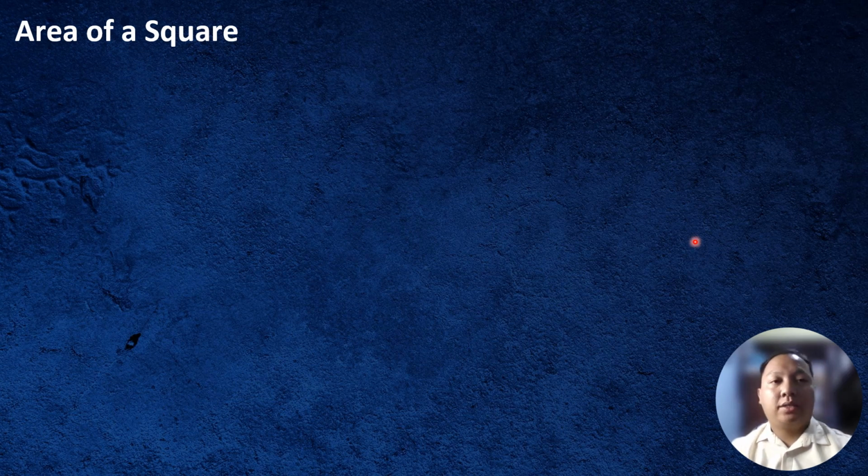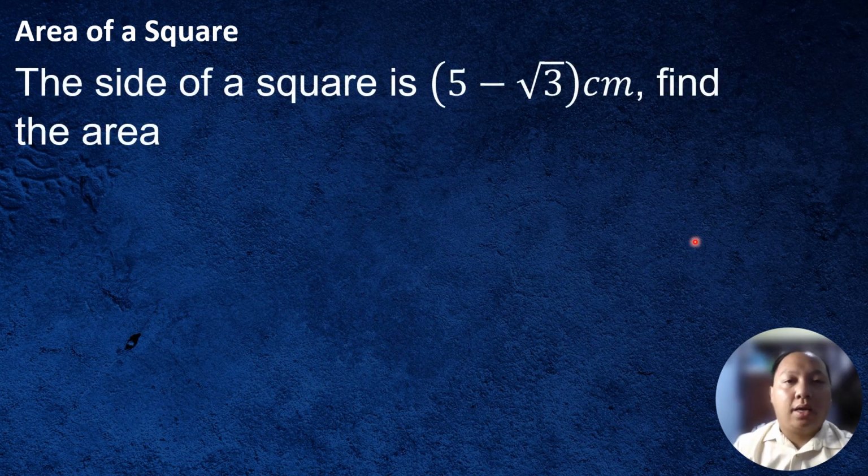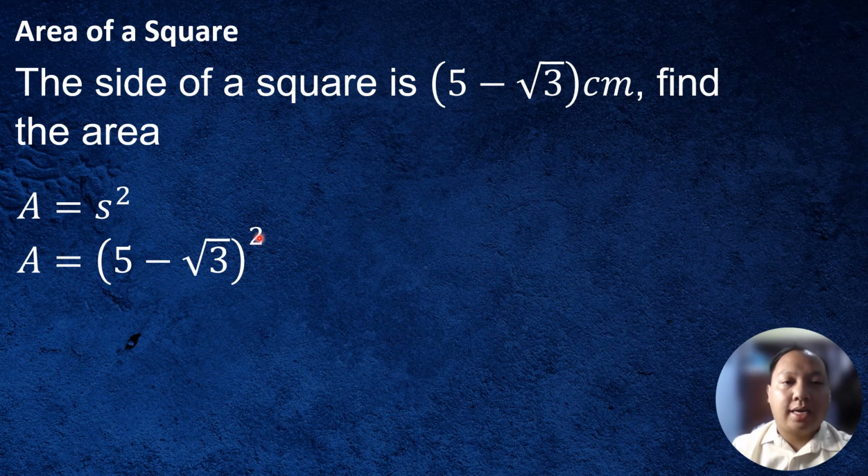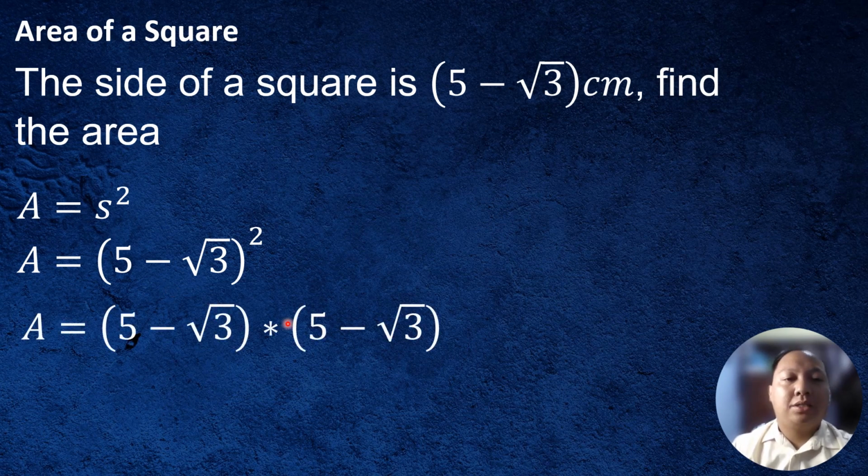Now, let's proceed to another example ng area ng square. Ngayon naman, ang side is 5 minus square root of 3. Ganun pa rin yung formula ng area ng square. Yun nga lang, iba yung given na side. Now, area is equal to quantity 5 minus square root of 3 squared. Now, multiply natin sa kanyang sarili. Diba? Dahil yun po ang kahulugan ng square.